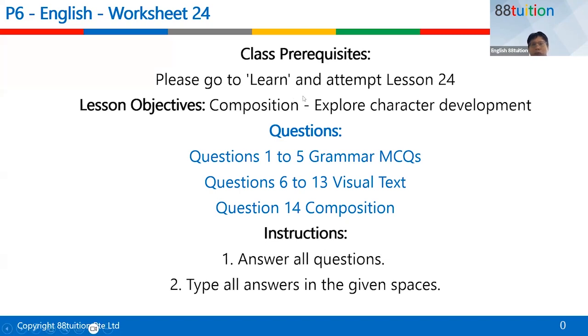Okay, so please go to learn and attempt lesson 24, which I hope you did. Questions 1 to 5, grammar MCQs. Then questions 6 to 13 will be your visual text. And then 14 will be your composition. So these are the materials that were already prepared by 88 Tuition, right? So we're going to go through the answers now. Some of you did online, some of you may have printed out. We will do quite a number of vocabulary today, right?